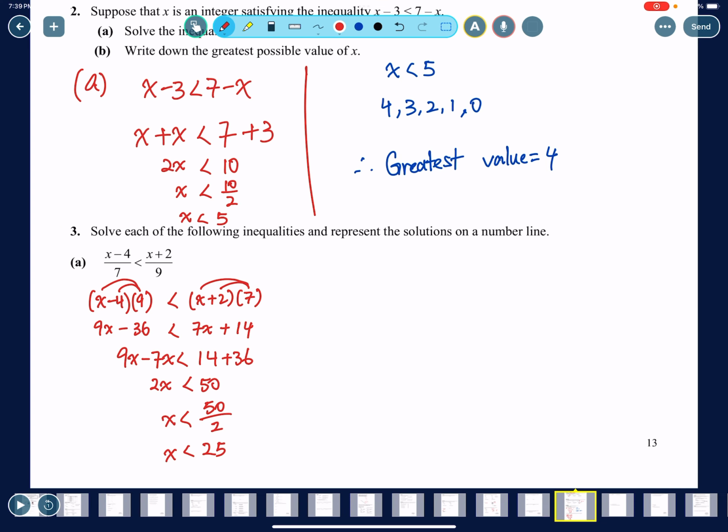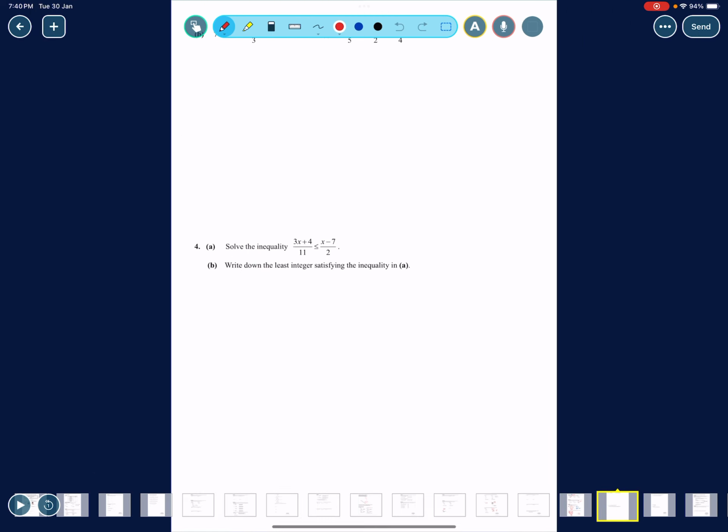When you read the question, represent the solution on the number line. So don't forget to do that. Read the question properly. Don't be too hasty on your steps. I know in the exam you don't have enough time, but you really have to make sure you answer all the questions. You don't want to lose this mark, right? Hollow circle pointing to the left.